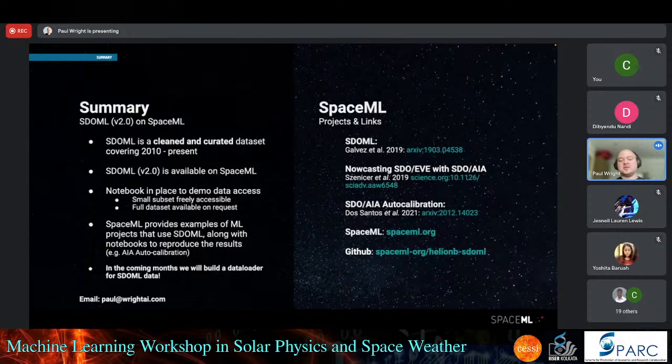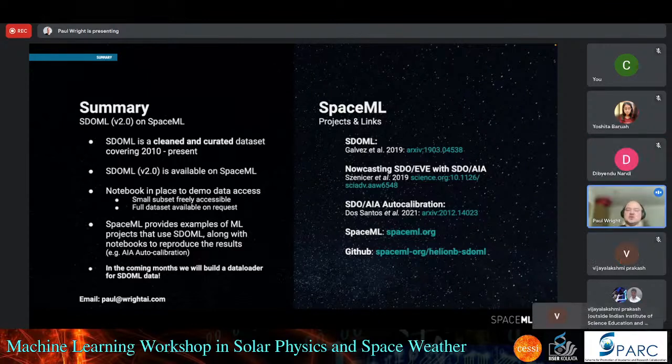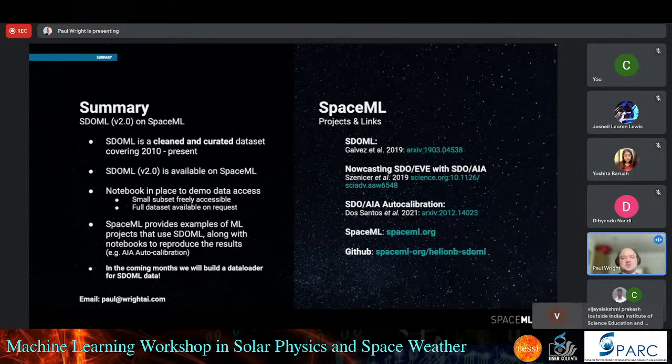I know this was perhaps a bit quick, but in the coming months, due to popular request, we're going to be working together with colleagues in Switzerland to build a PyTorch data loader for SDO-ML data. To summarize, SDO-ML is a cleaned, curated data set covering 2010 to present. Version 2 is available on SpaceML, and there is a notebook in place to demo data access. A small subset is freely accessible to anyone who requires it.